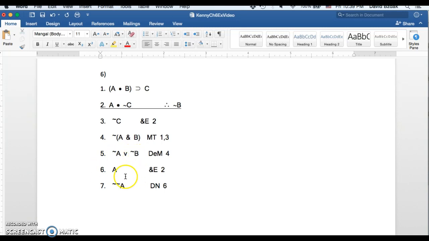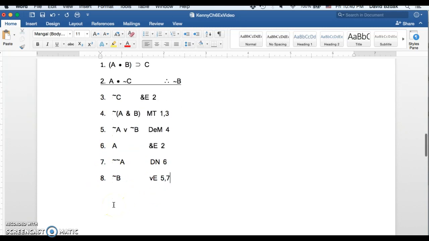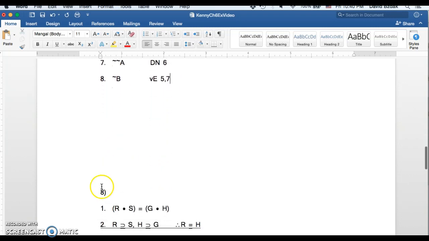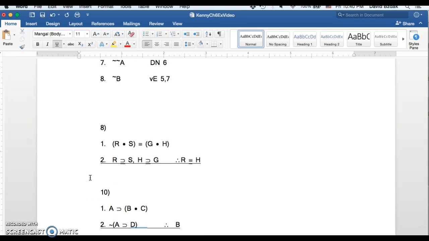So now we have a disjunction, the negation of one of the disjuncts, and we can get the other disjunct, and that's by disjunction elimination of 5, 7. Right, line 5 is our disjunction. Line 7 is the negation of one of the disjuncts. As a result, we get the other disjunct. So notice how we're combining the old rules with the new rules.